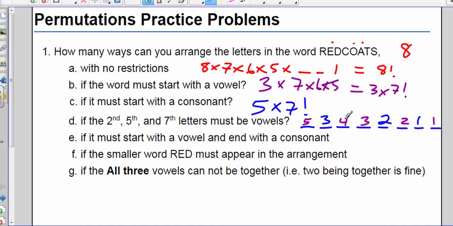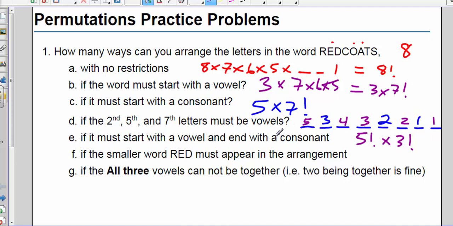And so I have 5 times 3 times 4 times 3 times 2 times 2 times 1 times 1. If I wanted to work that out using factorials, then looking at the purples, I have 5 factorial, times, looking at the blues, another 3 factorial. But I can also just pick up the calculator and hit 5 times 3 times 4, and so on.